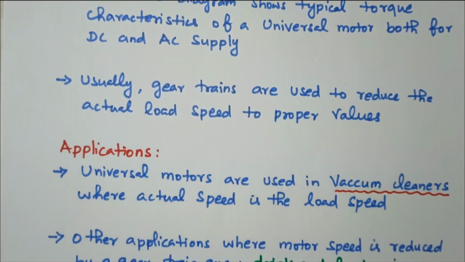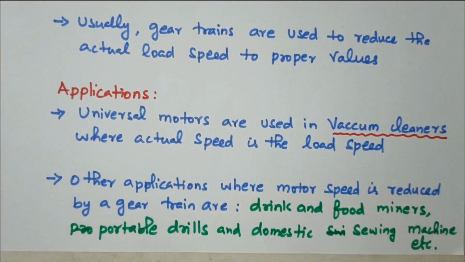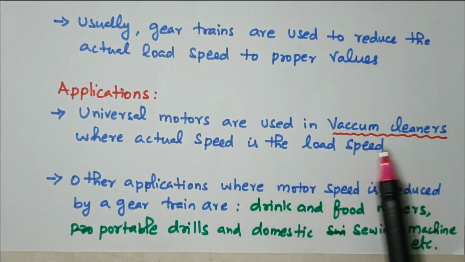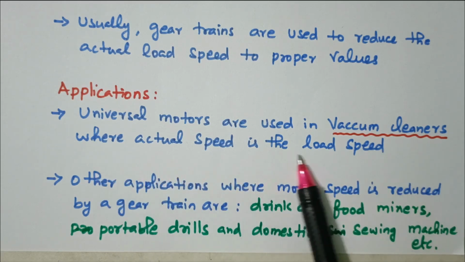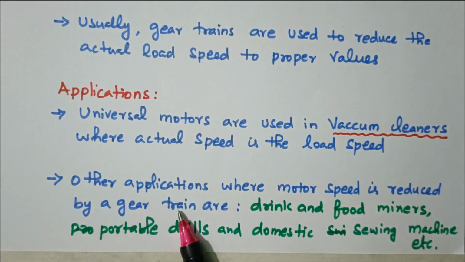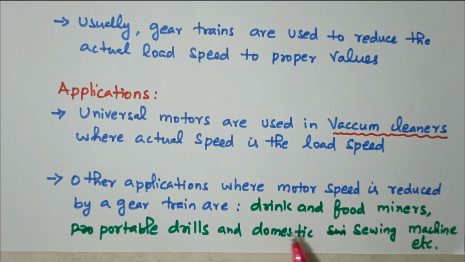Then applications. What are the applications of this universal motor? Universal motors are used in vacuum cleaners where we need a high speed, where the actual speed is the load speed. Other applications, where the motor speed is reduced by gear trains, are drink and food mixers. Here we are using the full load speed, where actual speed and load speed are equal. Using the gear train, the speed is reduced, and we use it in drink and food mixers, portable drills, domestic sewing machines, etc. These are all the applications.